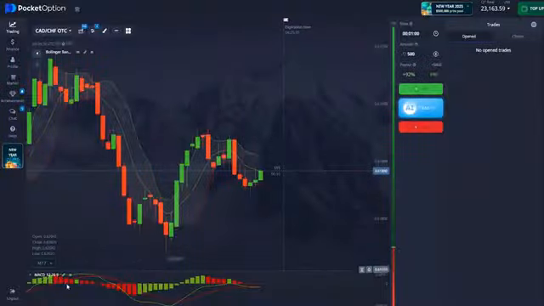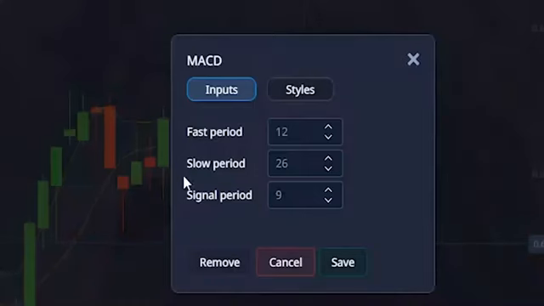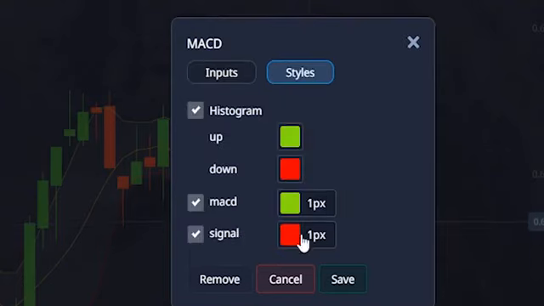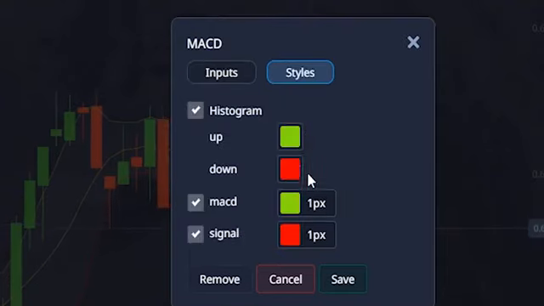The settings of our MACD come with the fast period of 12, the slow period 26, while the signal period is 9. Right here on the style level, you're going to leave the color as default and you're going to be using it on 1 pixel. When you're done, just click on save.